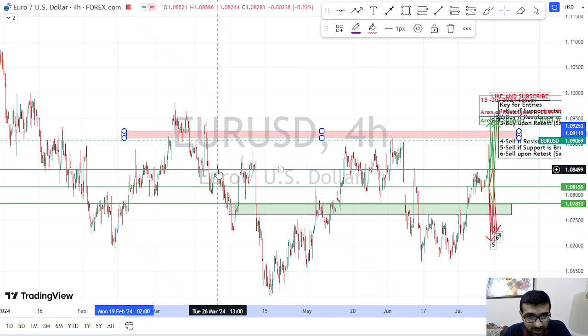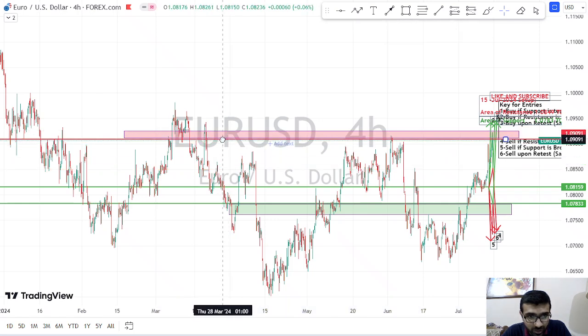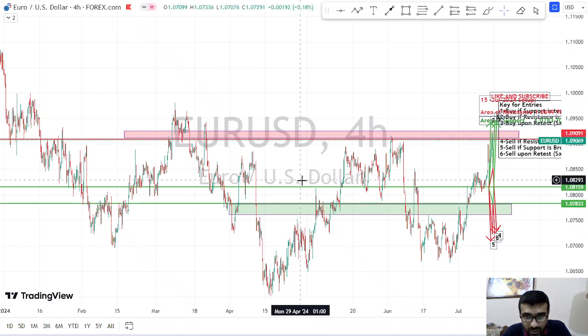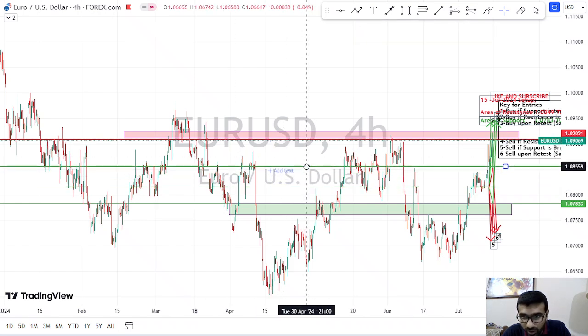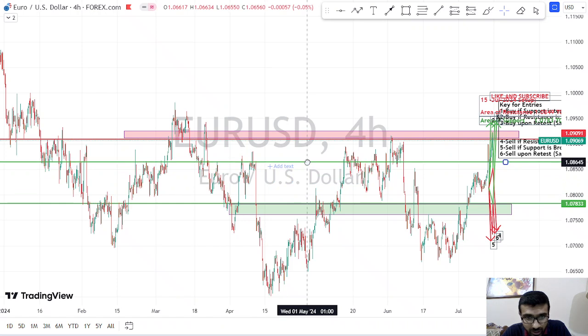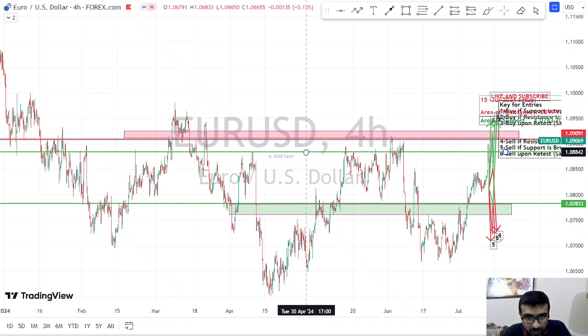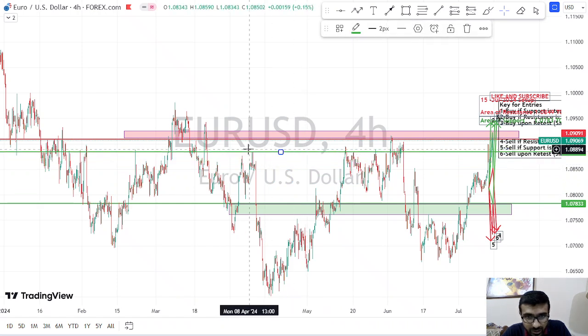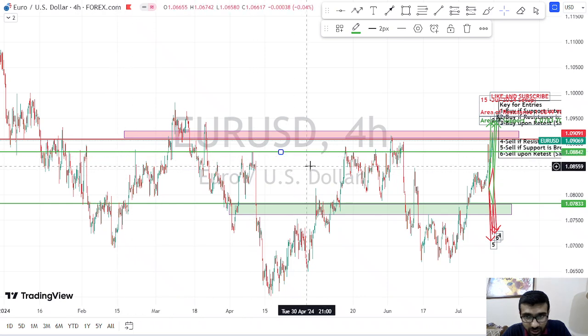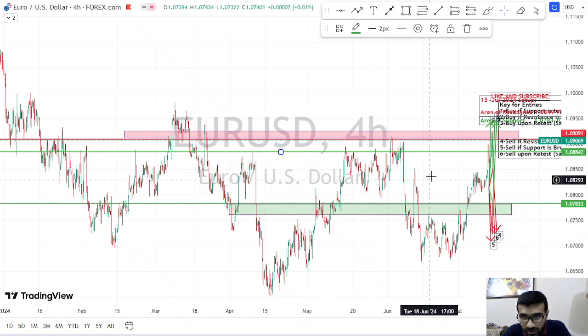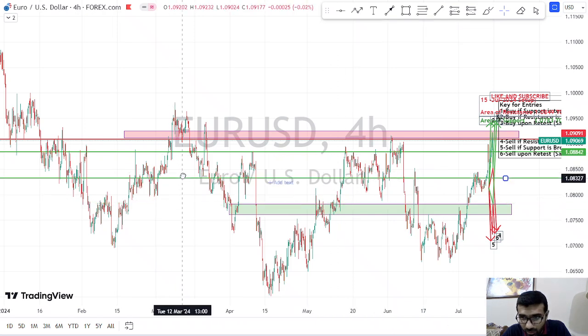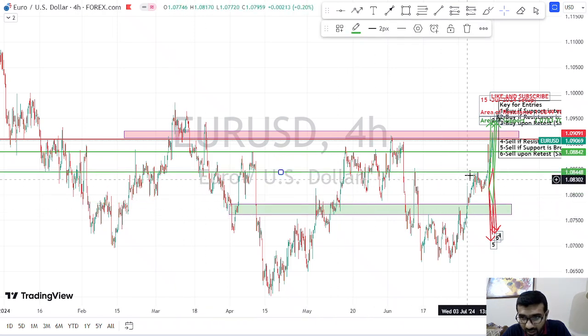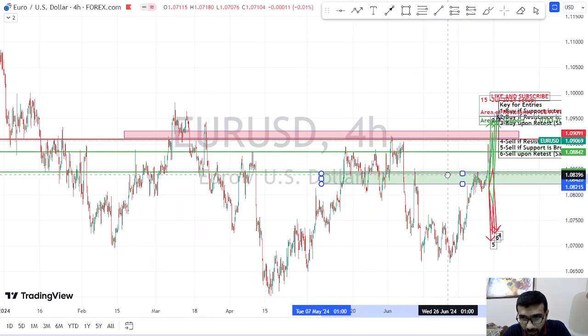Okay, so this is the area of major resistance now, and the area of minor support will now be approximately over here, as this area has been respected over here and over here as well and over here as well. So this will be the minor area of support, and the major area of support will be approximately this area, as this area has been most recently tested over here and over here as well.